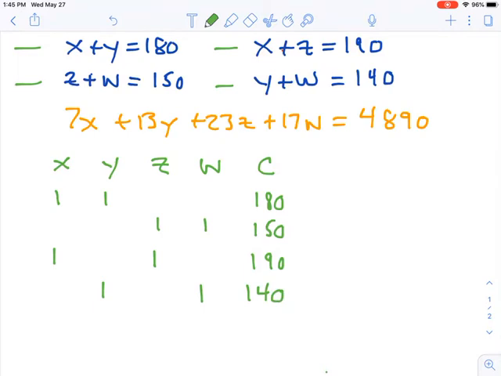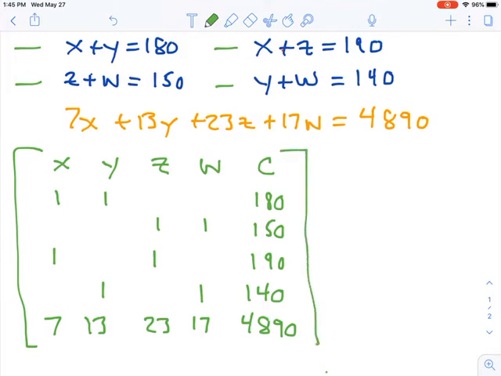And our fifth equation then, we have 7x, 13y, 23z, 17w, and 4890 for the constant. And that is our augmented matrix. All we have to do is fill in the zeros. Anywhere we don't have a number, it will be a 0.